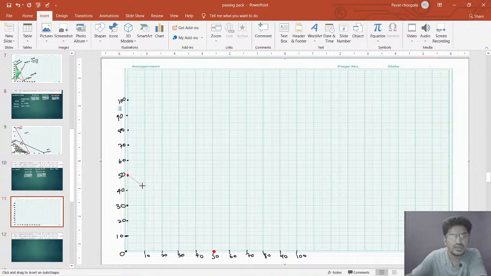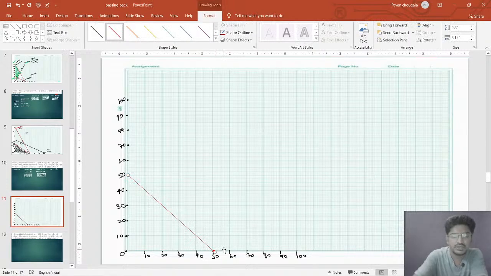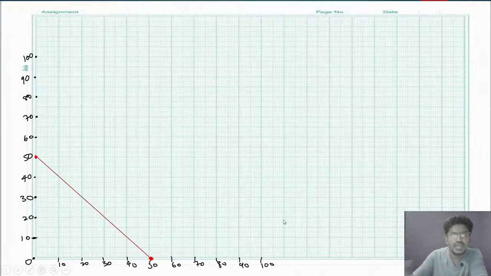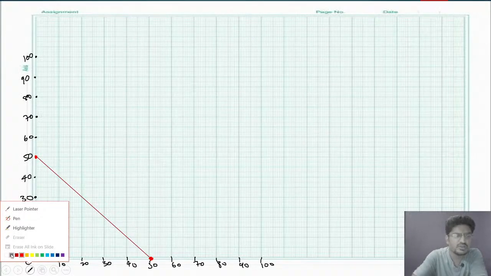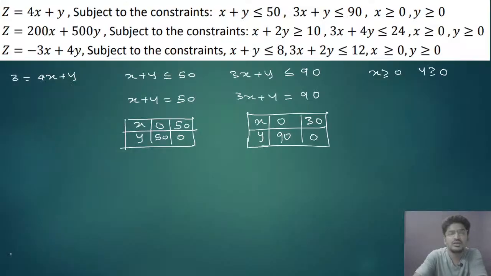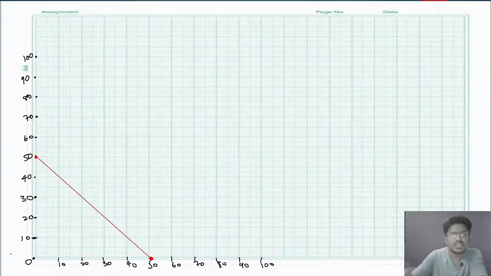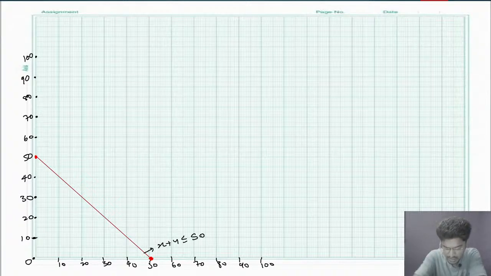So join these 2 points. Clear? And write the equation. What is the equation of this line? X plus y lesser than or equal to 50. Write it. X plus y lesser than or equal to 50.